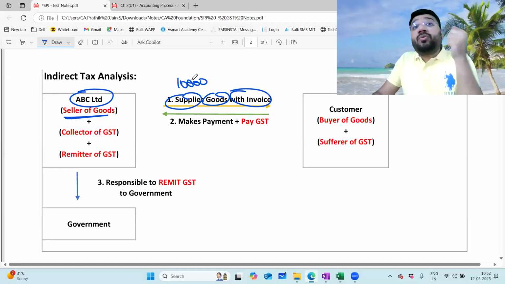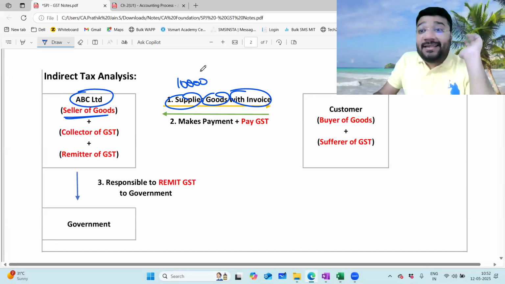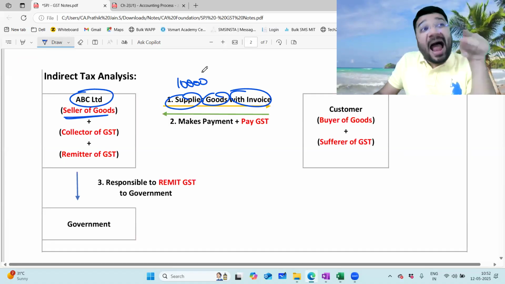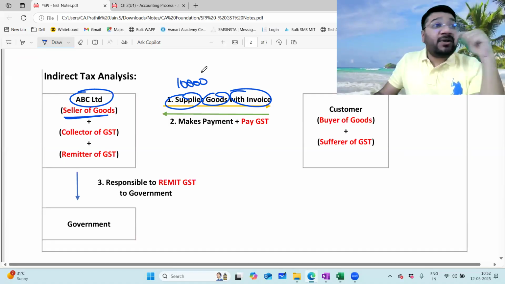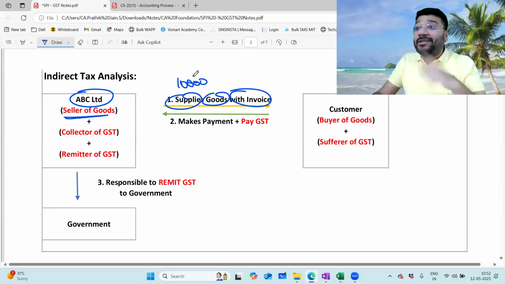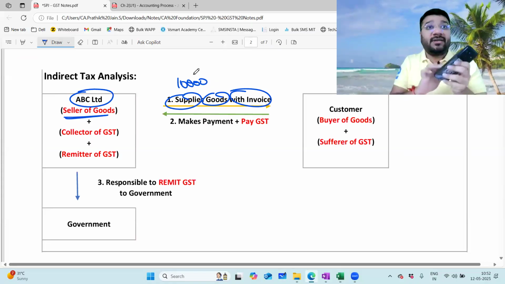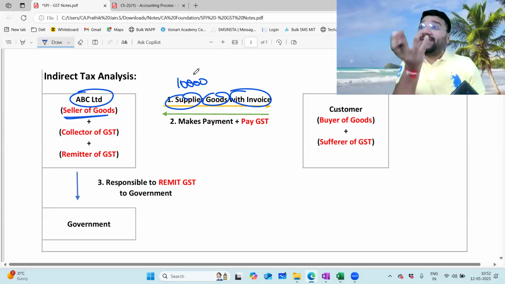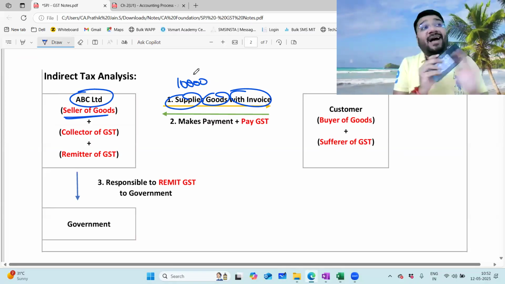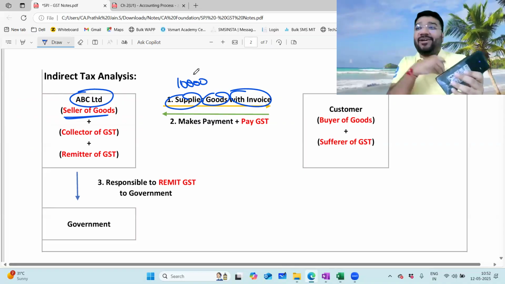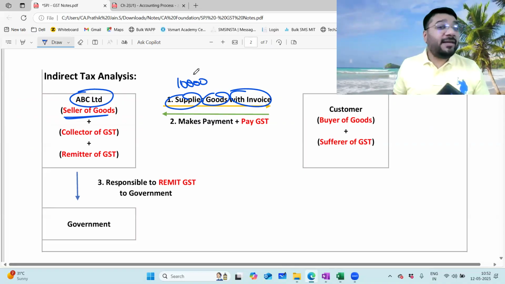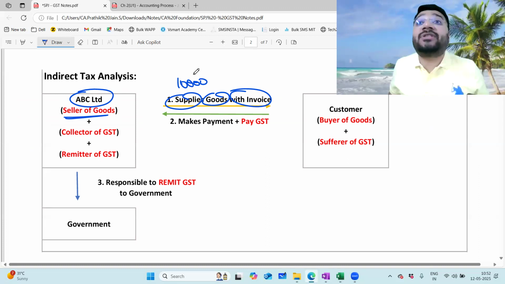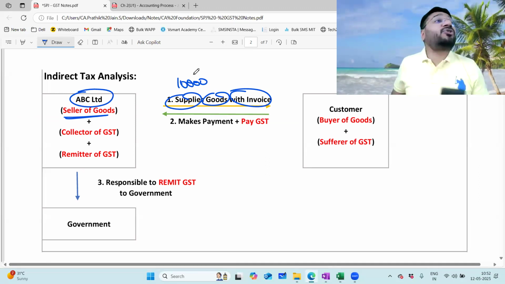Now, when he's supplying 10,000 worth of goods, can he supply just like that, or does he have to add GST to it? The government says that whenever you're selling goods, if you're charging 10,000 for this, along with that, please take GST also from that person. Goods ka paisa, you keep it. GST ka paisa, you give it to me. Who's saying this? Government is saying. So on this, I'm supposed to charge tax.